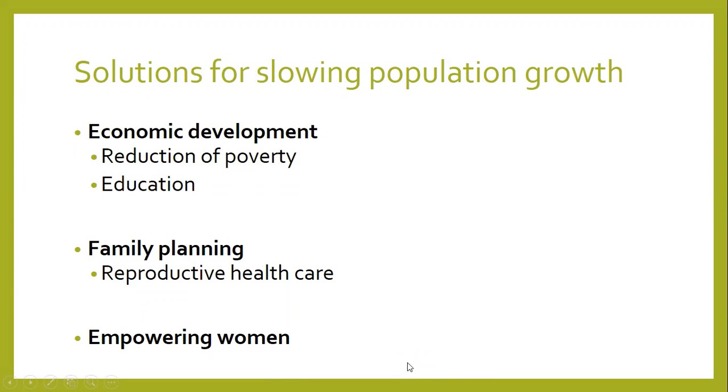Solutions for slowing population growth, they're really simple. Economic development: reduce poverty, increase education for everyone. Family planning: give families the ability to select when they reproduce, how early, how many, how late. Empower women. Give women an economic stake in the country. Allow them to equally own businesses and then teach their daughters how to do that as well.